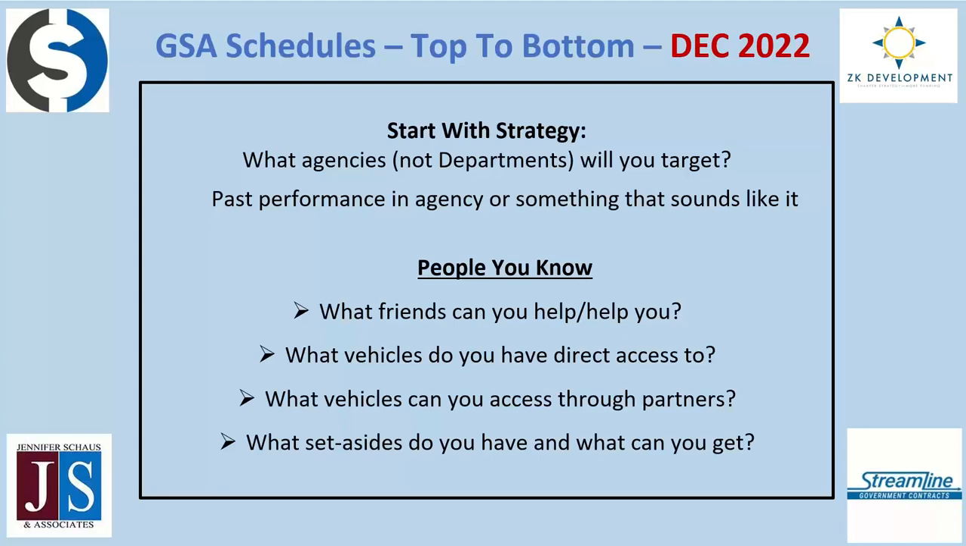Your strategy is always going to be about people. People buy things. People in government are people, and they buy from other people. So you want to come up with a way to find friends who are going to help you in your quest. When you're thinking about who to target, think about who you might know who can get you known there, who can introduce you. Think about how you're going to use vehicles to get there, the vehicles you can access through partners. And if you don't have partners on the vehicles that you need, how are you going to find those partners? And lastly, think about what set-asides you have and what you can get. You may be a woman-owned small business or from a disadvantaged group like a Black-owned or Asian-owned business. Is it worth it to get the 8(a) to get that additional set-aside? Next slide, please.